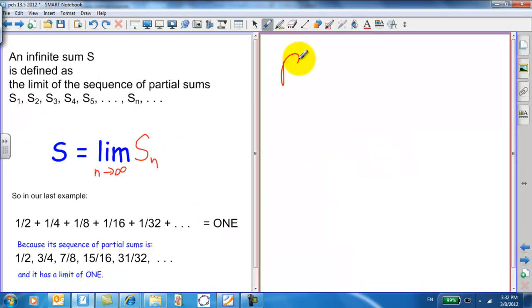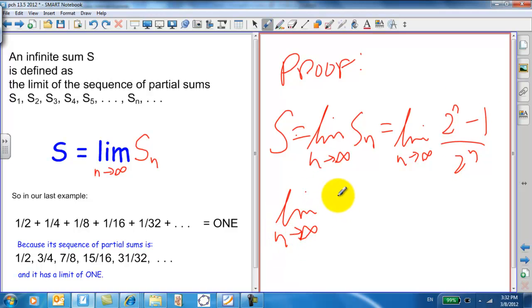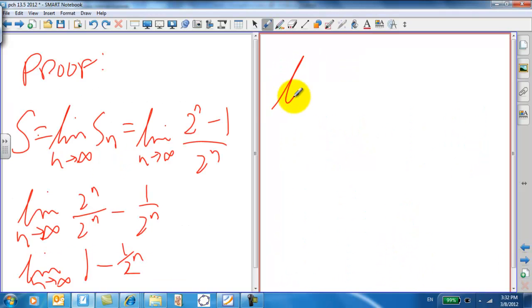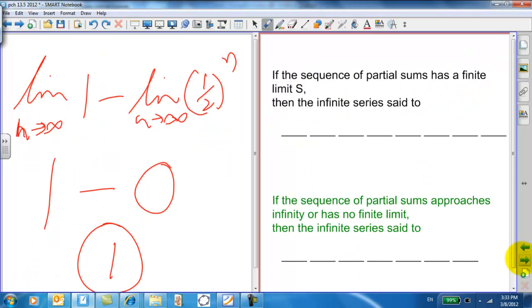Now, can we prove that? Prove S is the limit as n goes to infinity of S sub n. We came up with a formula for S sub n. It was 2 to the n minus 1 over 2 to the n. So it's the limit as n goes to infinity of 2 to the n over 2 to the n minus 1 over 2 to the n. So it's the limit as n goes to infinity of 1 minus 1 over 2 to the n. And so that's the limit as n goes to infinity of 1 minus the limit as n goes to infinity of 1/2 to the n. This is 1 because it just is the sequence 1, 1, 1, 1, 1. A half to the n, this is a number r less than 1. We just showed how that's equal to 0. So there's our limit. And that's the proof.